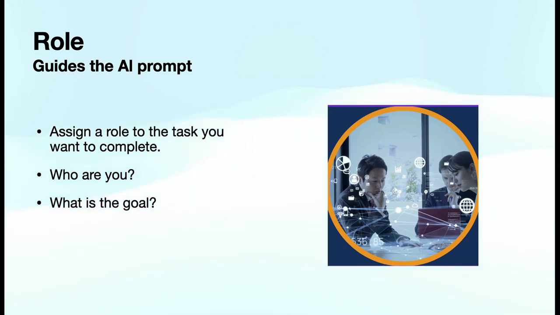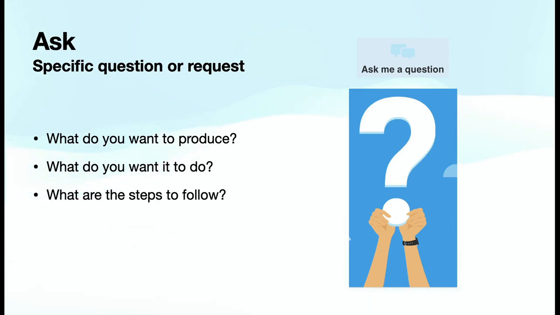Then the next prompt is ask. So if you were to be more specific with your questions and your request, what do you want to produce? What is it that you're asking AI to do? What are the steps to follow? So the instruction here, back to this business owner, analyze our website traffic, create an action plan for additional products that we could maybe add to the menu.